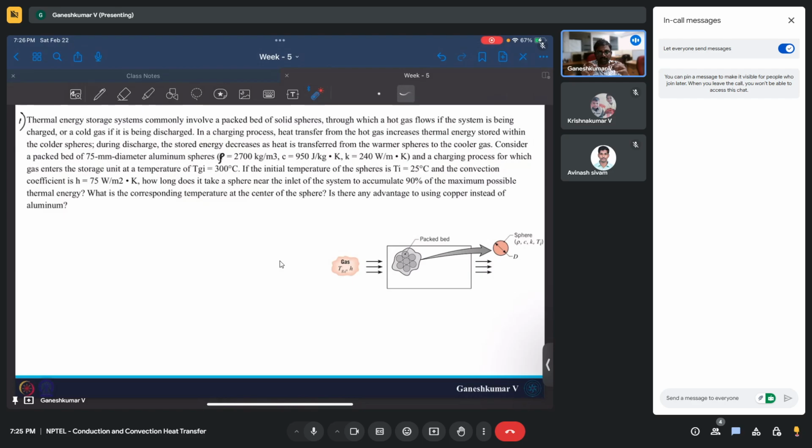And after that, what will be the temperature of the sphere? Once you send hot gases for a certain amount of time, it accumulates energy corresponding to 90% of the maximum energy it can store. Once you reach that point in time, what would be the temperature inside these spheres? That is the second question. And is there any advantage to using copper instead of aluminum? Till now these spheres are aluminum. If I change it to copper, do you see any advantage? These are the questions they are asking.